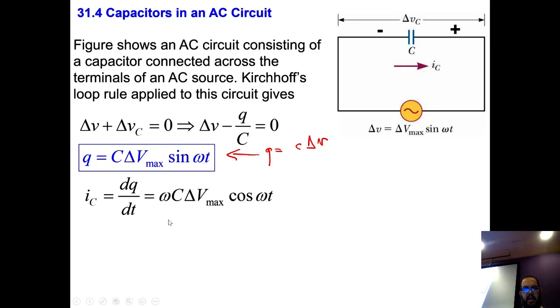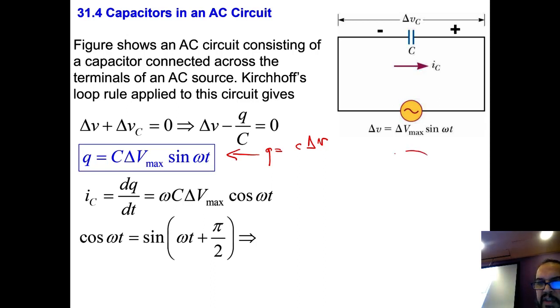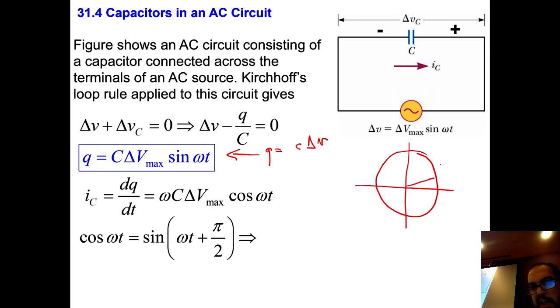We will use a trigonometric identity. Cosine theta is equal to sine of theta plus pi over 2. You can verify this on the unit circle. If this is theta, this is cosine theta. If you take theta plus pi over 2, you get something like here, and this is sine of theta plus pi over 2. You can see that they are equal. So cosine omega t is equal to sine omega t plus pi over 2.